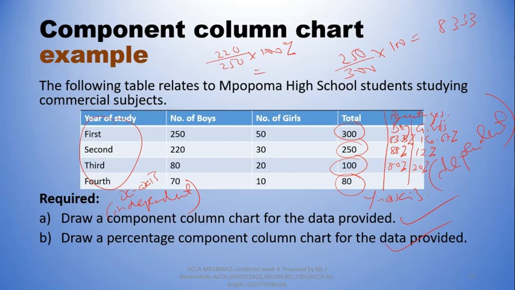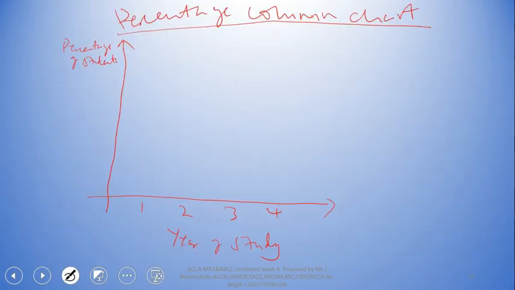And then in the fourth year, we've got 70 and 10, that is 80. So 70 over 80, that's not 70%. 70 over 80, that's 87.5% versus 12.5%. All right, so those are the figures, ladies and gentlemen, we have to use for the purpose of our computation. So we are going to use those figures in our table and in our graph.